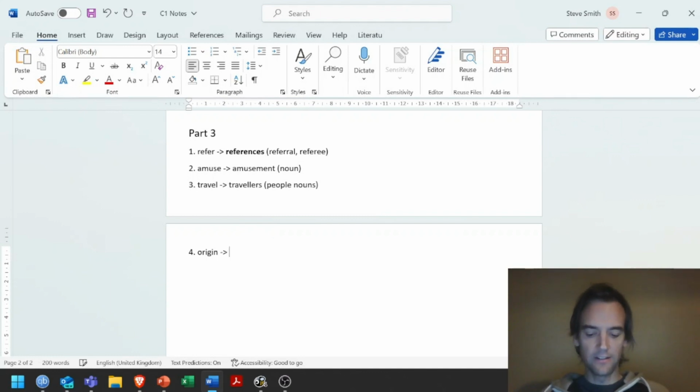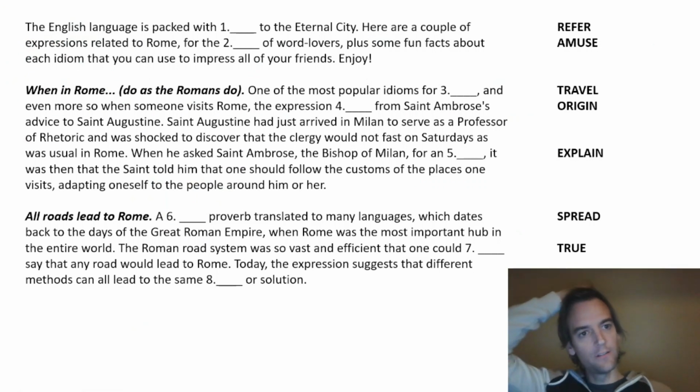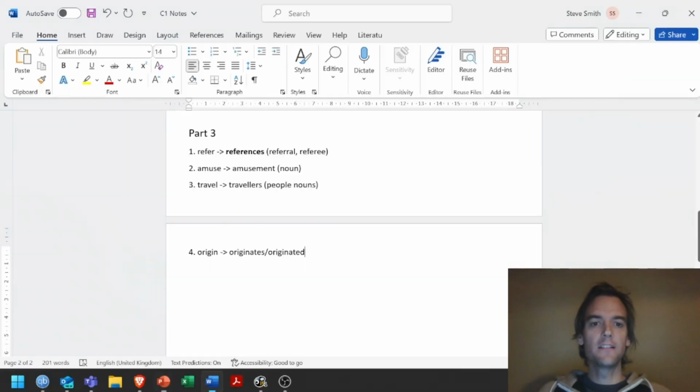And here we could actually use the present or we could use the past, because obviously it originated in the past, but the expression still exists, so we can say it originates from this story. It's not very clear from the context if we need past or present, so both are okay. Other examples of origin, there's an obvious one, you get originally quite a lot. Origin, original, originally. These are fairly common part 3 examples.